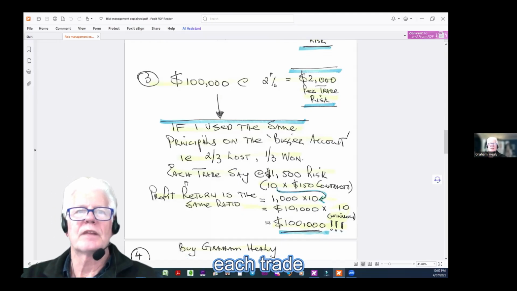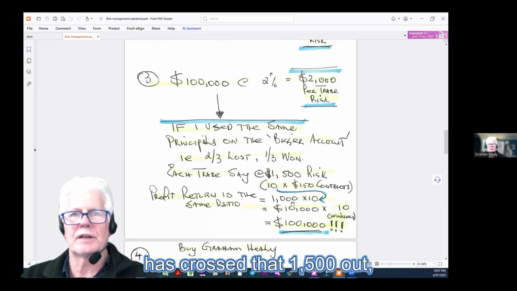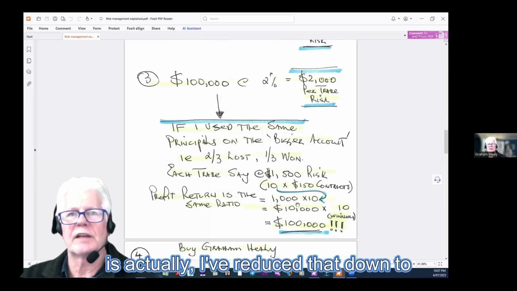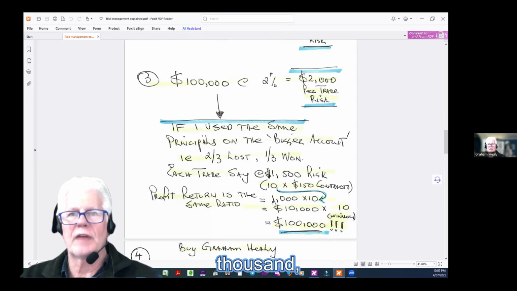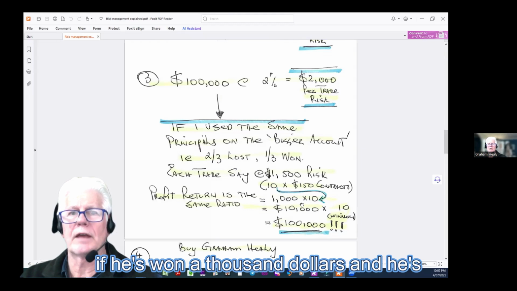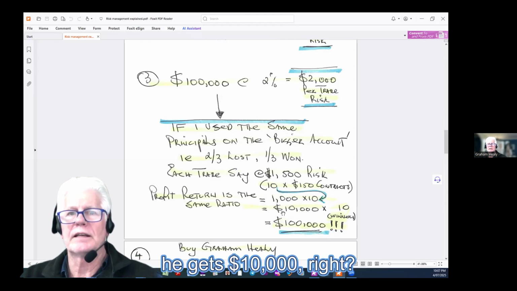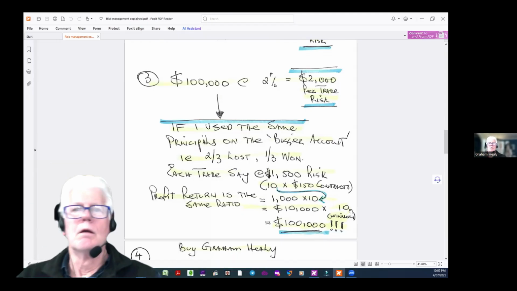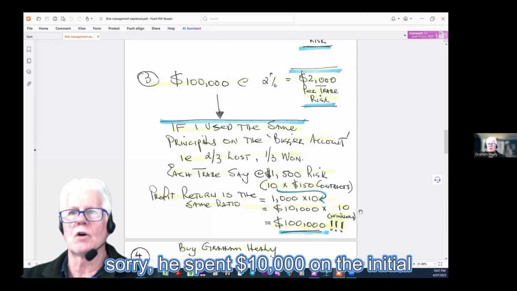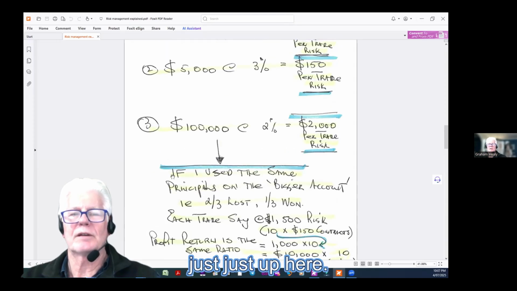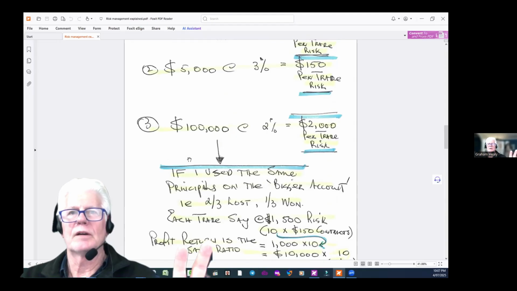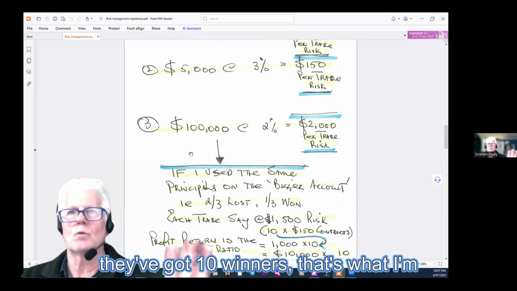So each trade, that 1,500, I've reduced that down to an average of 1,000. So his profit return on those 1,000, if he's won $1,000 and he's done 10 contracts, he gets $10,000, right? He spent $10,000 on the initial contracts. I hope that's reasonably clear. Now, let me start again, I confused myself there a little bit. So if they've got 10 winners, that's what I'm saying.